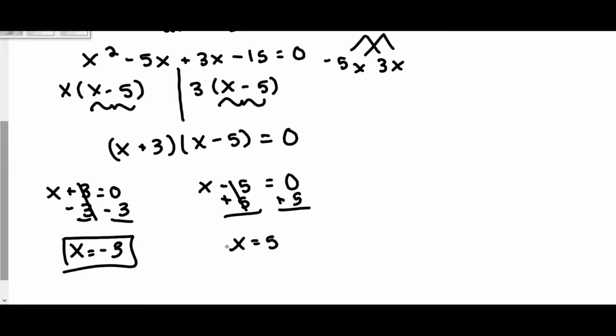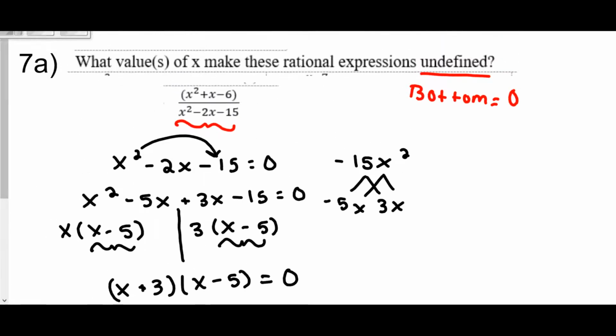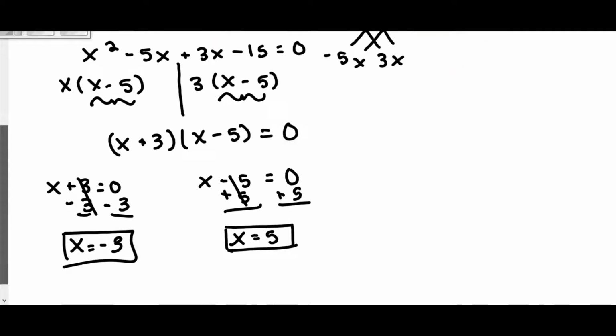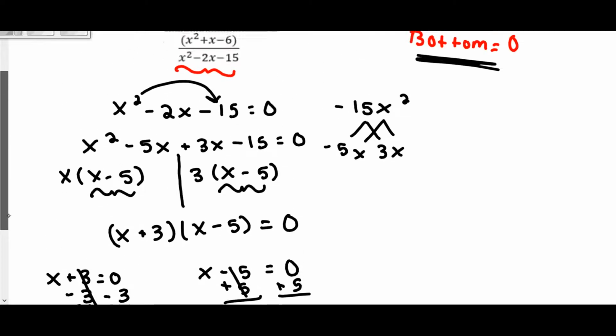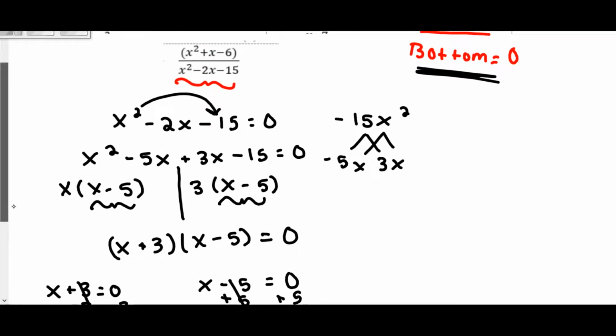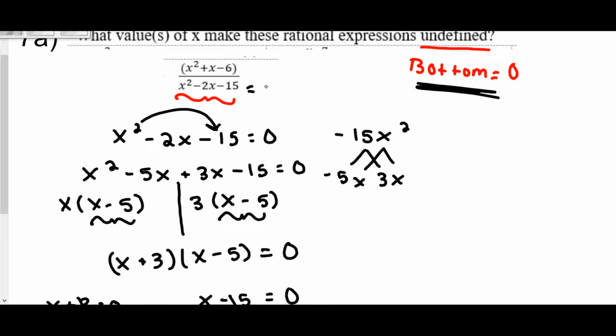X equals 5. So the values that make my rational expression undefined, or make the bottom equal to 0, are x equals negative 3 and x equals 5. So if you substituted in x equals negative 3 and x equals 5, you would get a denominator equal to 0.